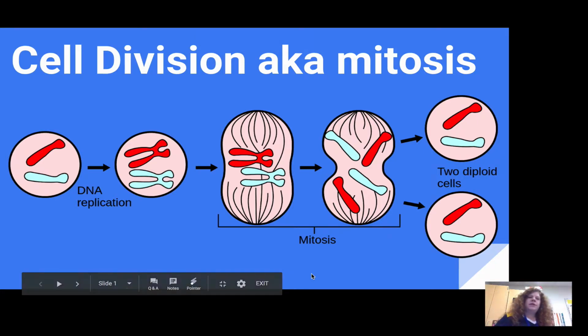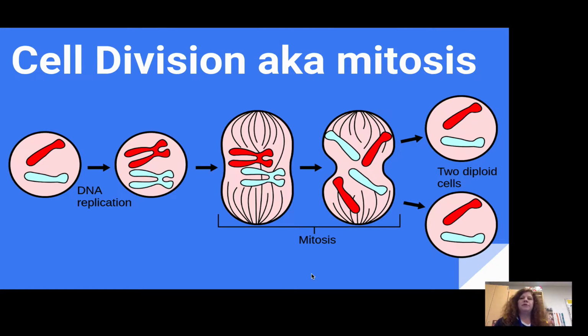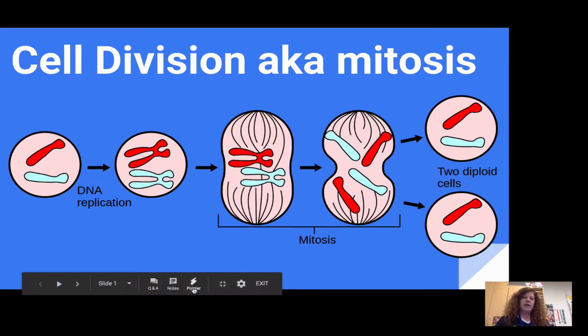So today we're going to be talking about cell division, also known as mitosis. This is the process that most of our cells in our body go through to reproduce those cells so that we can repair our cuts and wounds, so that we can reproduce, and so that we can grow. On the first slide here, you see the stages of mitosis.